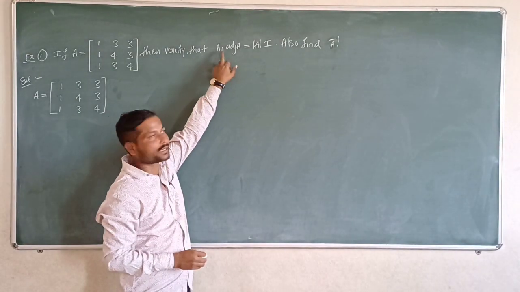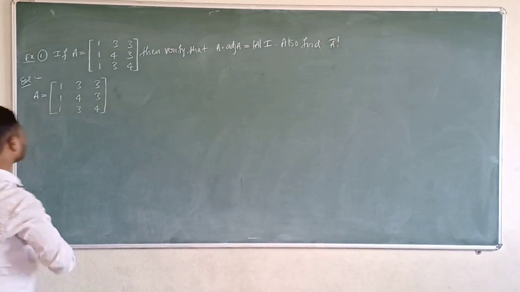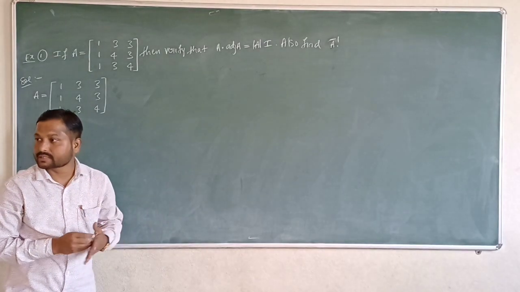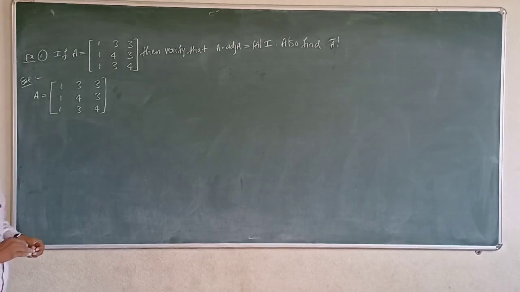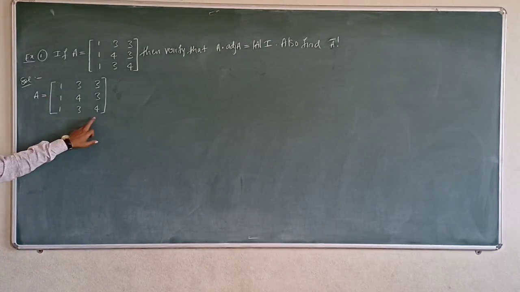A is the given matrix. Now we have to find the adjoint of the matrix A. Adjoint of A means the transpose of the cofactors of the matrix. First we have to find all the cofactors for the given matrix.